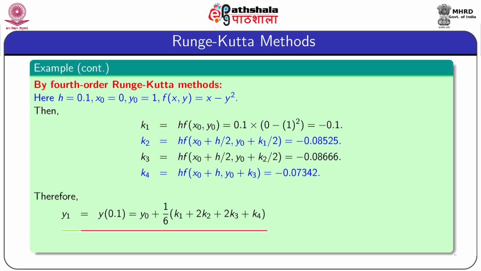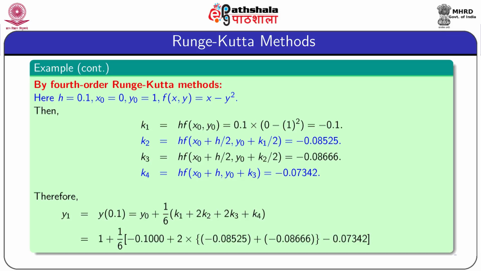Therefore, y1 equal to y0 plus 1 by 6 into k1 plus 2k2 plus 2k3 plus k4, which is equal to this expression, and after simplification it becomes 0.91379. So, this is the value of y when x equal to 0.1.